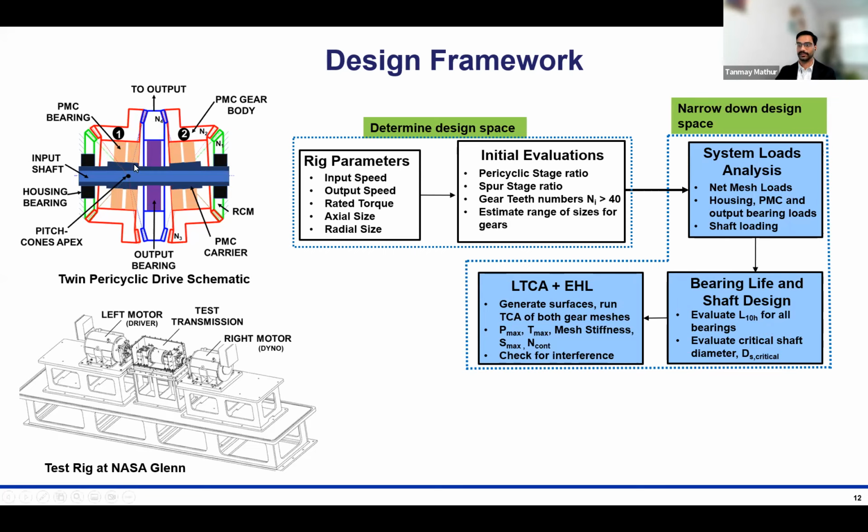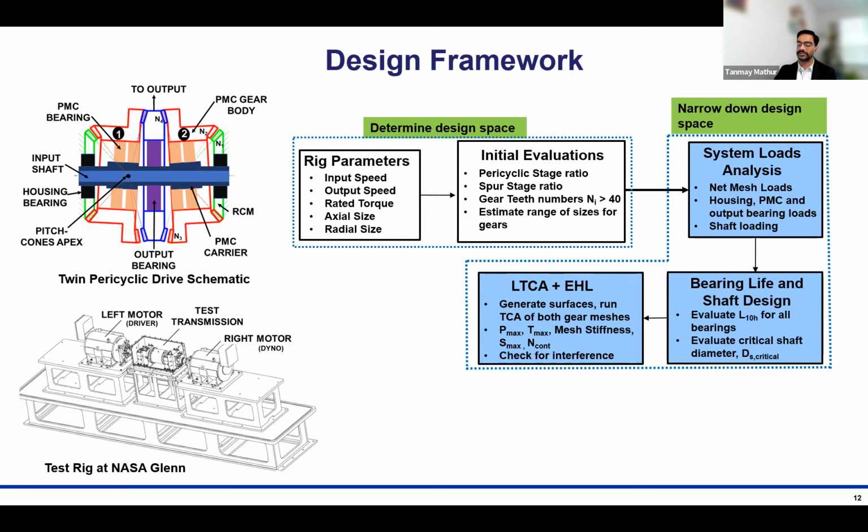Now this is where we needed to build design tools from the ground up, from first principles, because no standard tool can currently handle the kind of contact and the 3D loads you see in this drive system.